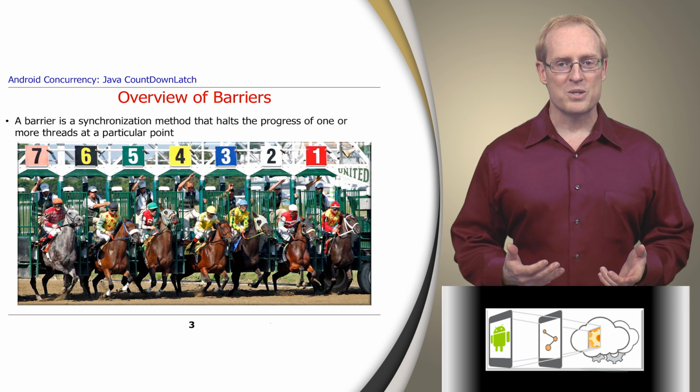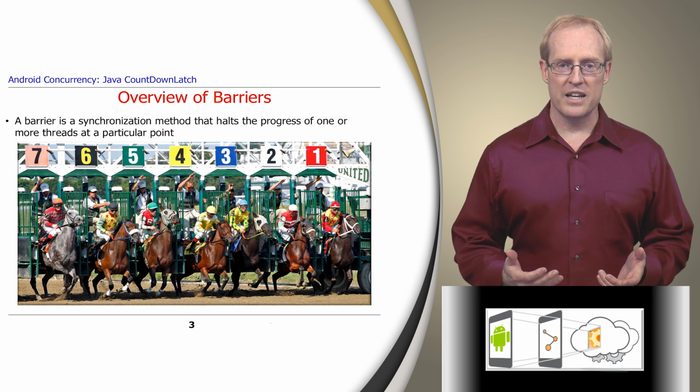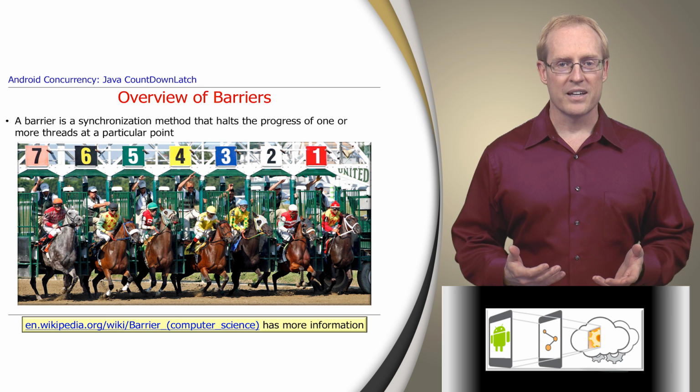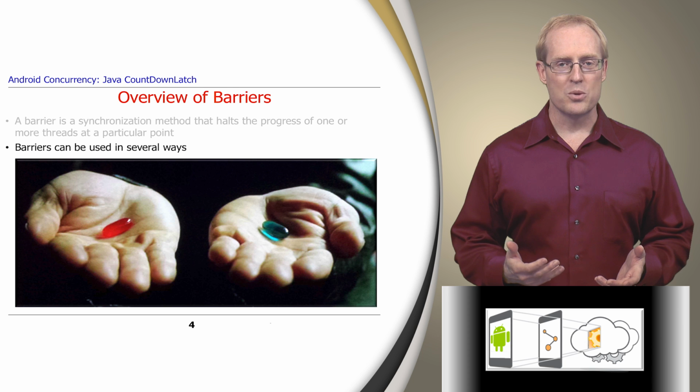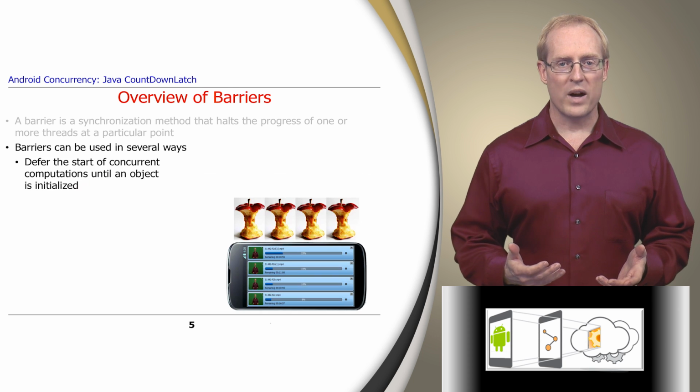A barrier is a synchronization technique that halts the progress of one or more threads at a particular point. No thread can proceed until all other threads reach this barrier, as described at this link. Barriers are commonly used in several ways. One way is to defer the start of concurrent computations until after an object has been initialized.